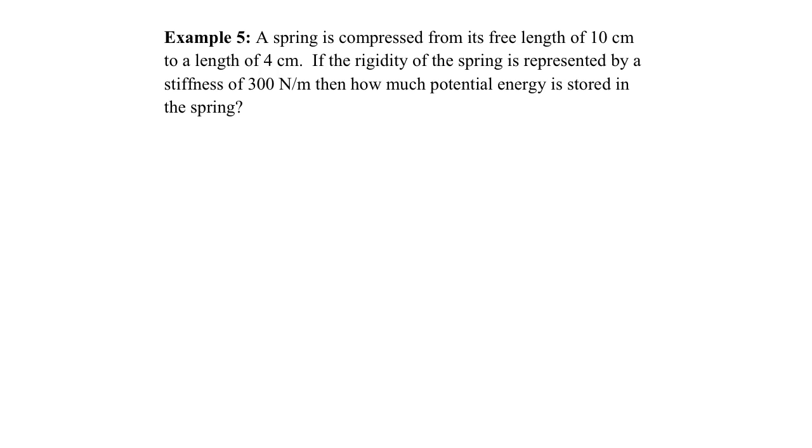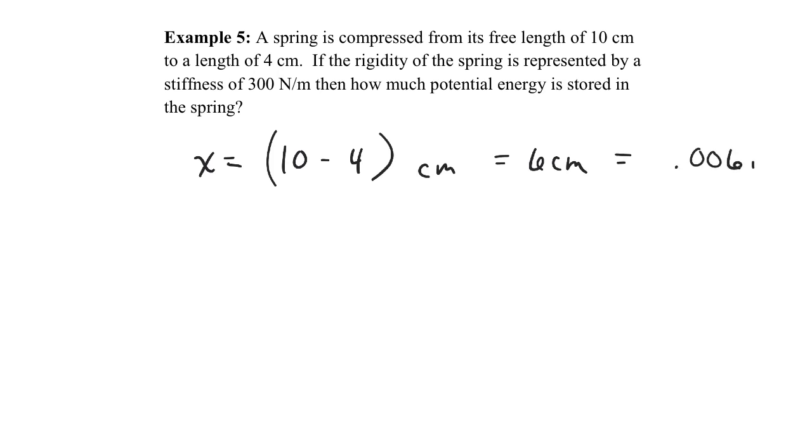So in this case, we're thinking about a spring that's compressed from its free length of 10 centimeters to a length of 4 centimeters. Notice in centimeters. We're told that the rigidity of the spring is 300 newtons per meter, and we want to know how much potential energy is stored in the spring itself. So right away, I know that I have a differential of x here of 10 minus 4 units of centimeters, or 6 centimeters. And in meters, I'm going to put 0.06 meters.